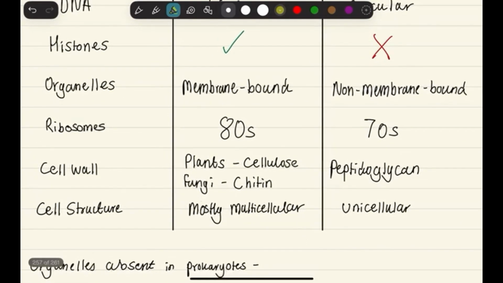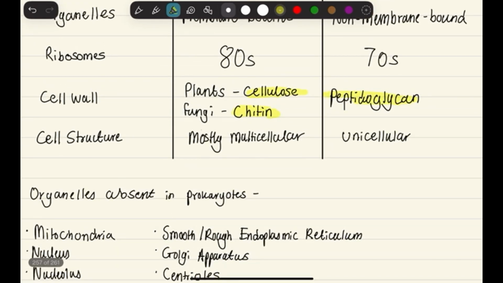Something else I wanted to mention, cell wall. Plants, we said cellulose. Fungi are also eukaryotic. Their cell wall is made up of chitin. Only remember that about fungi. You don't need to go and remember anything else about fungi cells. And we talked about bacteria being peptidoglycan. Cell structure as well, just want to emphasize.